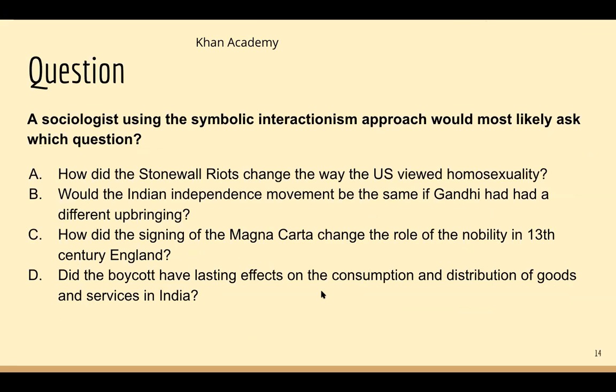Next question. We'll relaunch the poll. This is asking you to think about which of these questions fits a symbolic interactionism approach. How did the Stonewall riots change the way the US viewed homosexuality? Would the Indian independence movement be the same if Gandhi had a different upbringing? How did the signing of the Magna Carta change the role of the nobility in 13th century England? Did the boycott have lasting effects on the consumption and distribution of goods and services in India? This is from a passage, but I don't think you need that context to understand which question matches the theory. So just think about which choice has to do with attaching meaning to something and how that would affect interpersonal interactions.